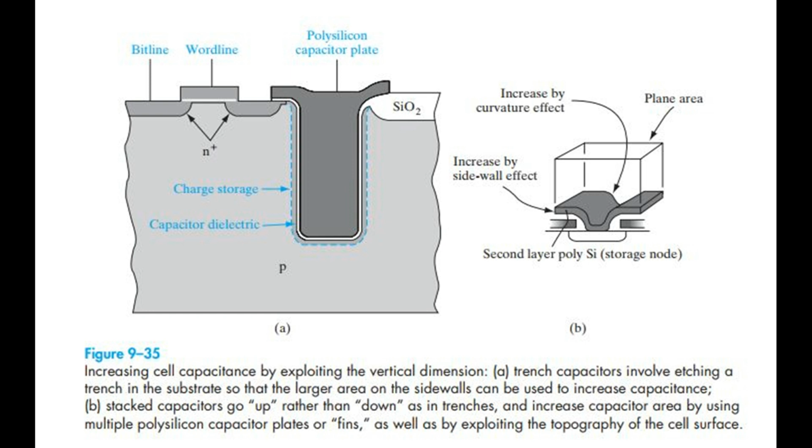Figure 9.35: increasing cell capacitance by exploiting the vertical dimension. A. Trench capacitors involve etching a trench in the substrate so that the larger area on the sidewalls can be used to increase capacitance. B. Stacked capacitors go up rather than down as in trenches, and increase capacitor area by using multiple polysilicon capacitor plates or fins, as well as by exploiting the topography of the cell surface.